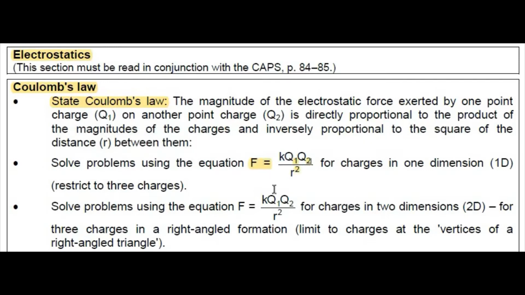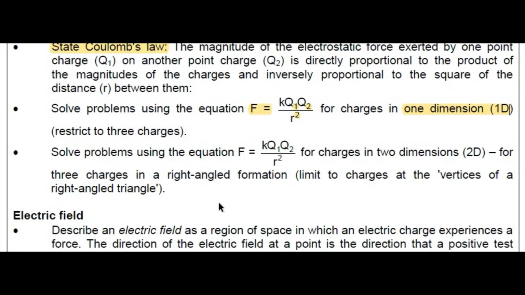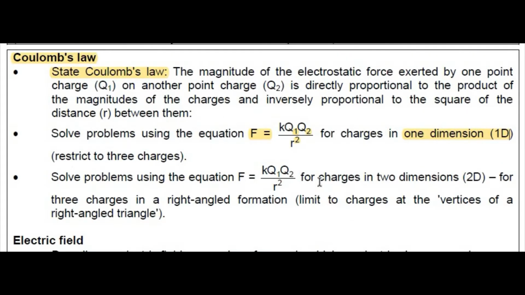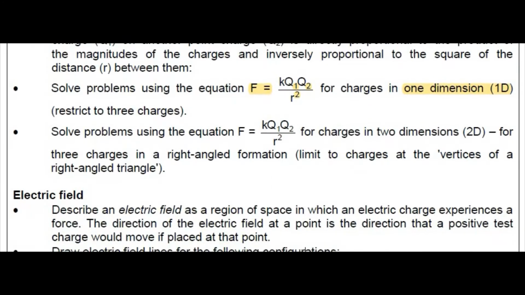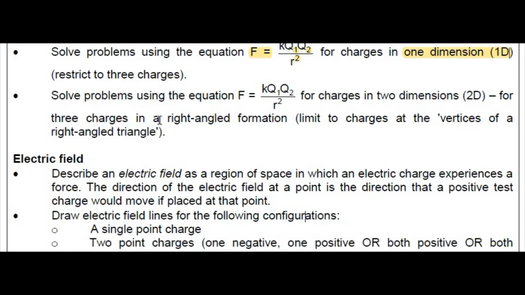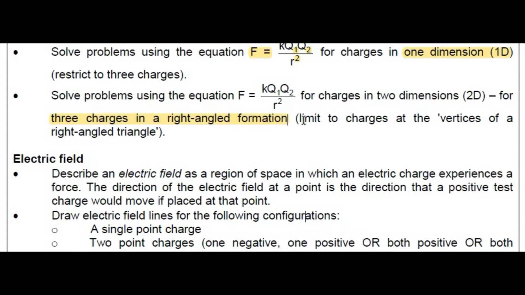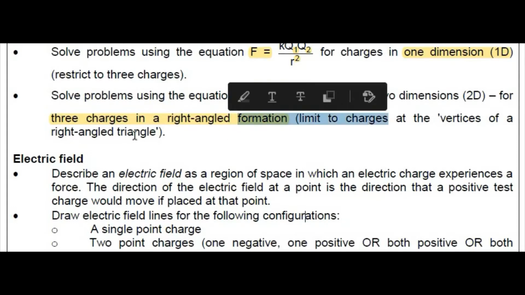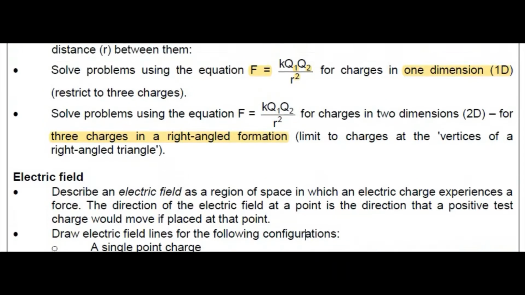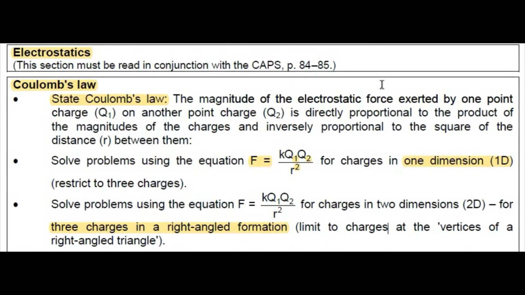So this is just the mathematical symbol of Coulomb's law for charges in 1 dimension, and you'll see how we do that, as well as for charges in 2 dimensions. And then for 3 charges in a right angle formation, you're going to do a problem like that earlier. So you have to limit charges at the vertices of a right angle triangle. So that is basically what we're going to be focusing on this lesson.